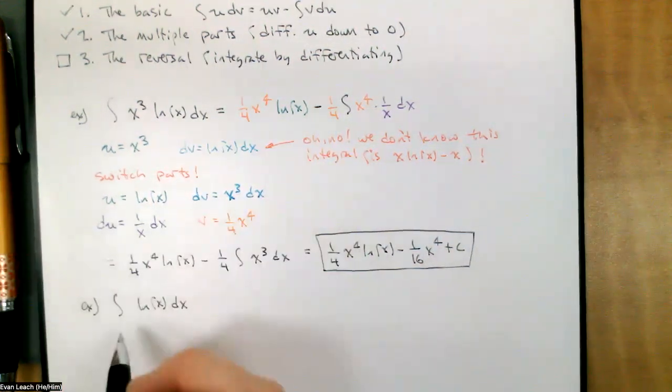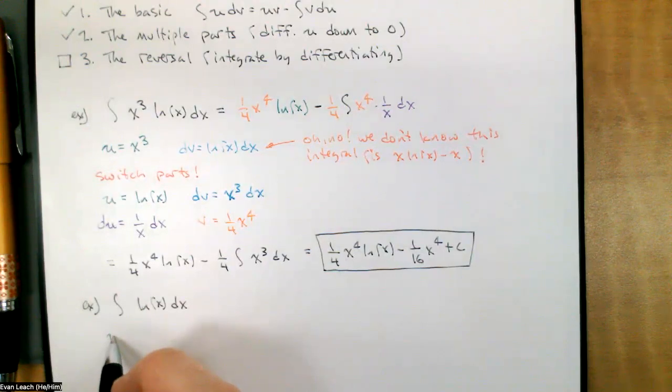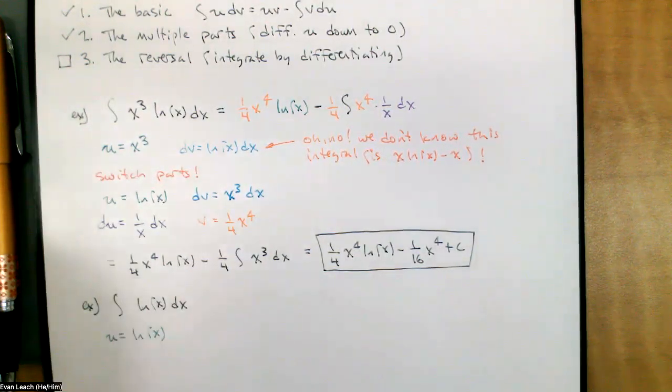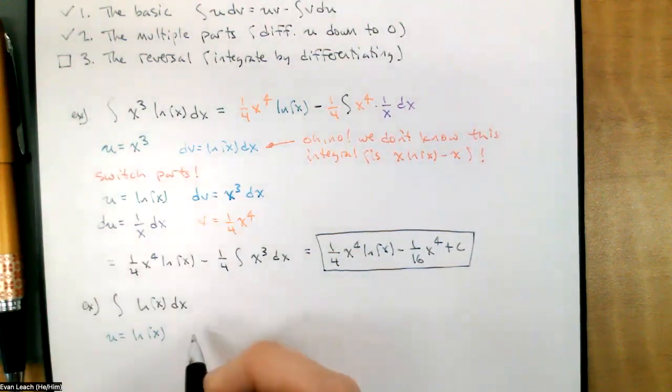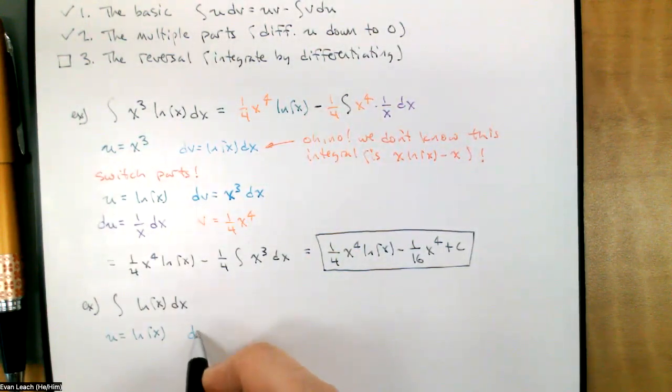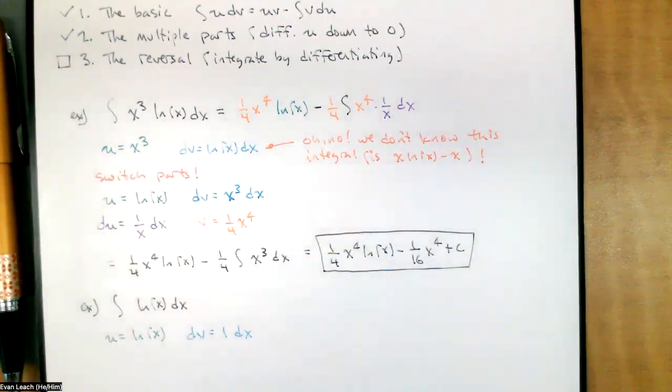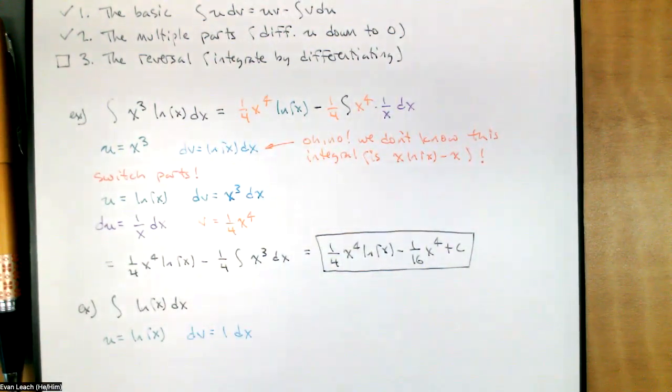So we're going to do just like we did in the previous problem. u is natural log of x, and then dv will just be dx. So the point of this problem is sometimes all we have for dv is dx.